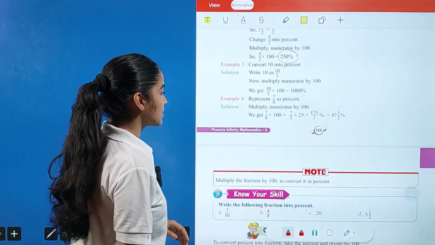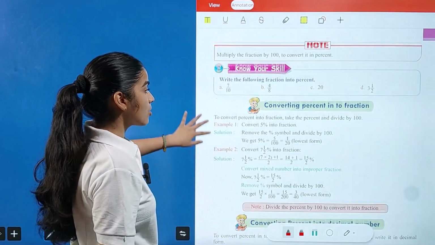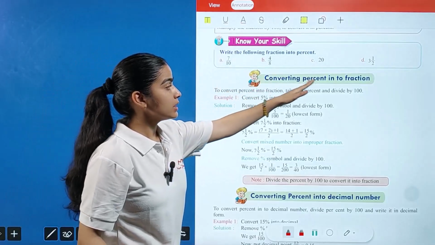Represent 7 by 8 as a percent. So 7 by 8 multiplied by 100. You will get your answer. Now we have converting percent into fraction.